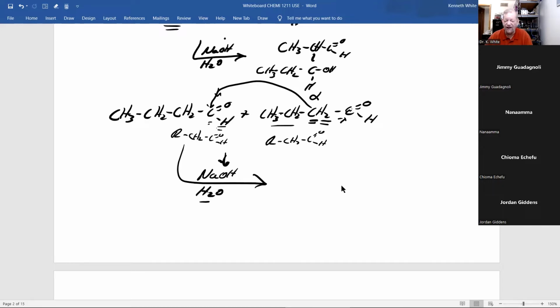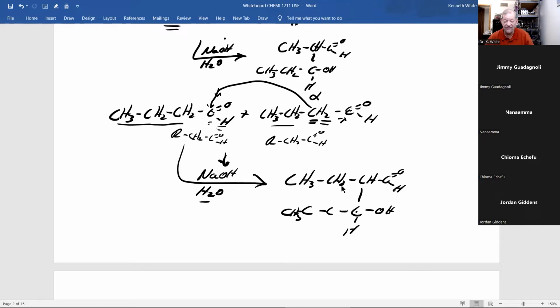Remember, you pull off one hydrogen, there's 4 bonds to carbon. And I pulled it off. And when it attacks this one, it opens it up to an alcohol. And what's attached to this one here is still attached, 3 carbons. And that's what you get, an aldol. All right.